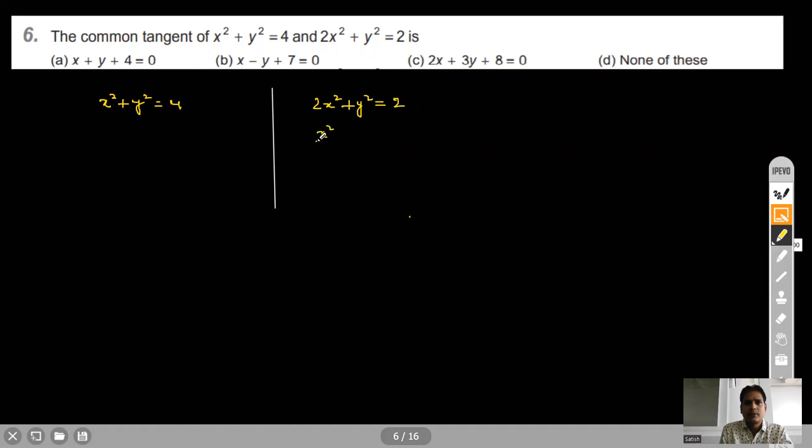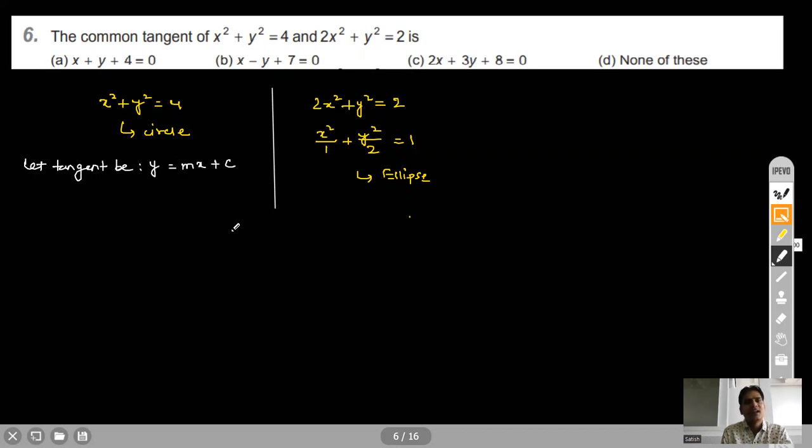Divide by 2, we will have x square by 1 plus y square upon 2 equal to 1. So basically this is the circle, and this is our ellipse. Now the question is saying we have to write the equation of the common tangent to both these curves. So let me assume, as usual what we do, let the tangent be y equal to mx plus c.